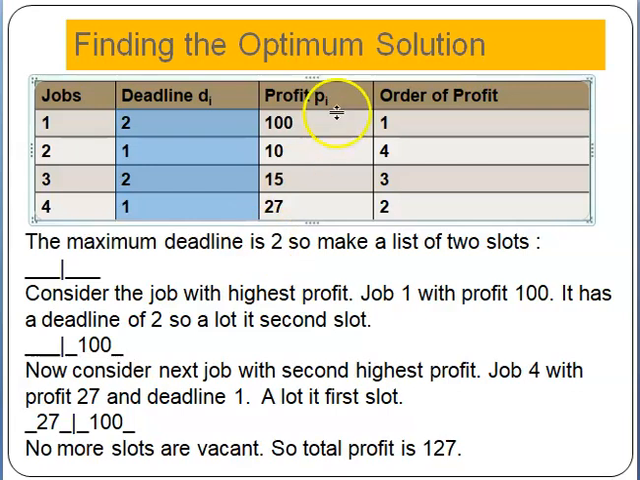Now we will consider the job with the highest profit, which is 100, and the deadline of this job is 2. So we will go to slot number 2 and see if it is vacant. It is vacant, so we will allot this slot to job number 1 with a deadline of 2.